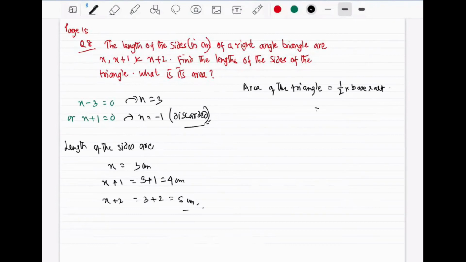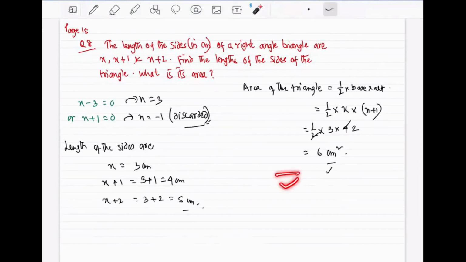Put in the value. Area is equal to half into base into altitude. Half into 3 into 4. Cancel this, we get 2 here. 3 2s are 6. Since the lengths are given in terms of centimeters, area will be in terms of centimeter square. That's it. This question is done. Very simple, right?